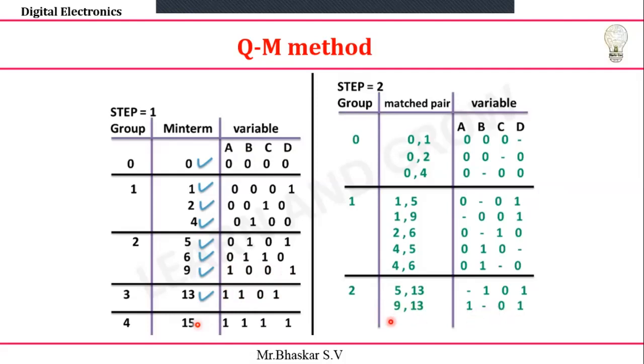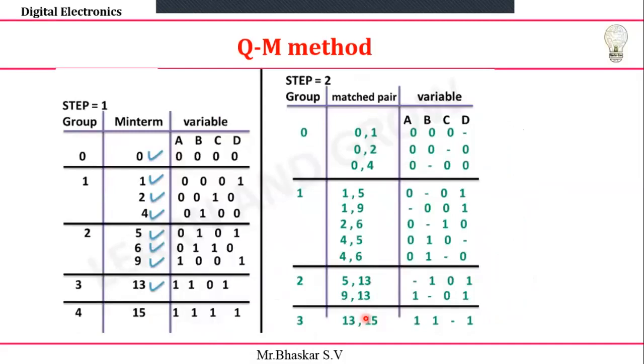Okay, once you take 1 dash 0 1, next, looking for the third and fourth groups, 13 and 15. 13 and 15 are 1 1 0 1 and 1 1 1 1, and the last one is the same, only the third bit is changing. Directly I can take it as 1 1 dash 1. So in this way we need to segregate our matched pairs.